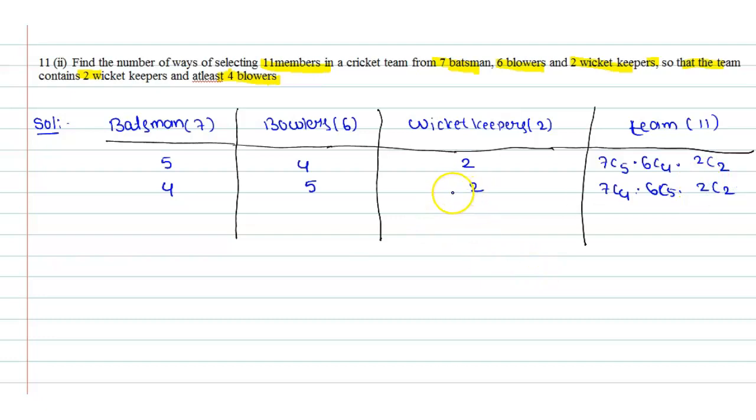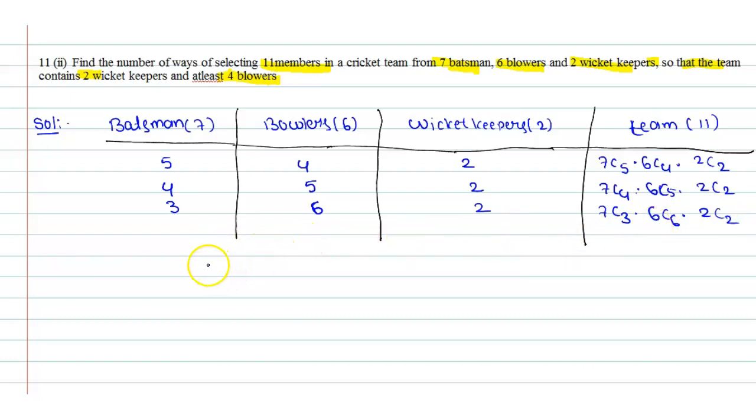Next, again 2 wicket keepers are same. I am increasing 1 more bowler. 6 bowlers I am taking, right? If you take 6 plus 2, 8, batsmen go to 3. So 7 batsmen are there, I am taking 3, 7C3, and 6 bowlers are there, I am taking 6 bowlers, and 2 wicket keepers are there, I am taking 2 wicket keepers.